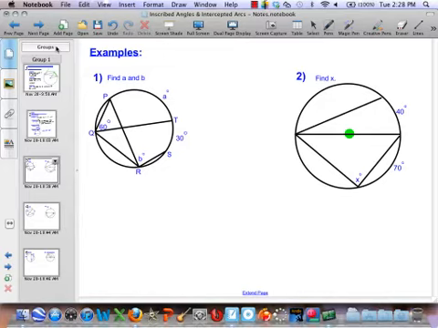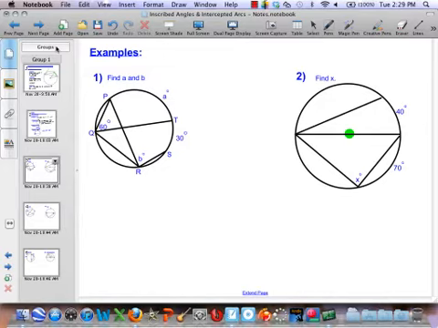Okay, this is what a lot of your homework's going to be like tonight. You guys have to learn as students to sort through the mess and only focus on what needs to be focused on. We look at number one. We're trying to find A and B.